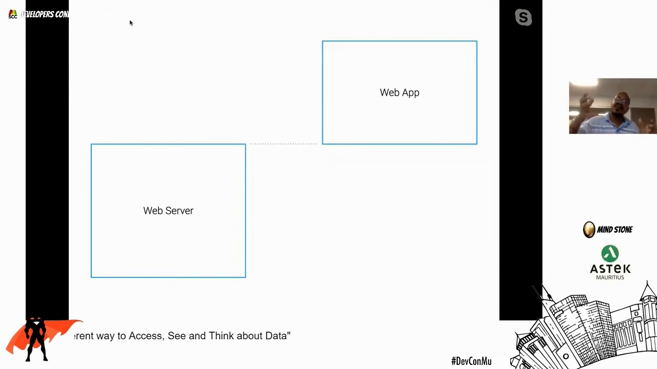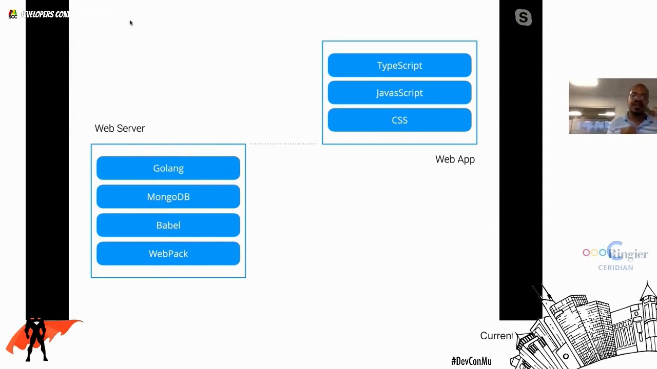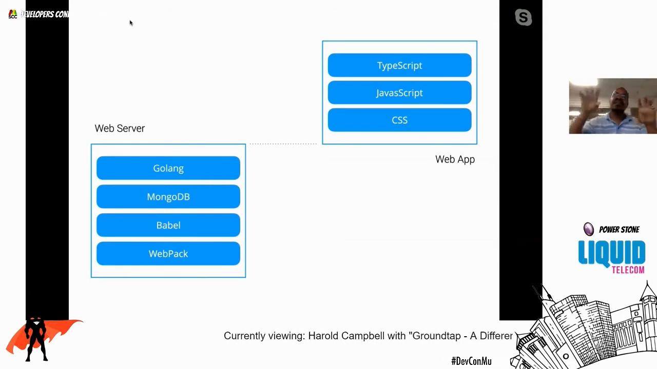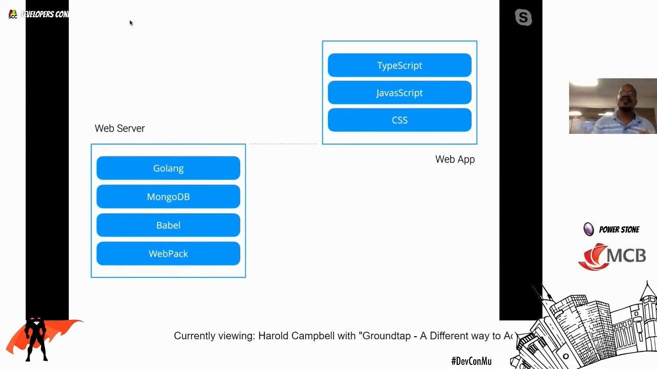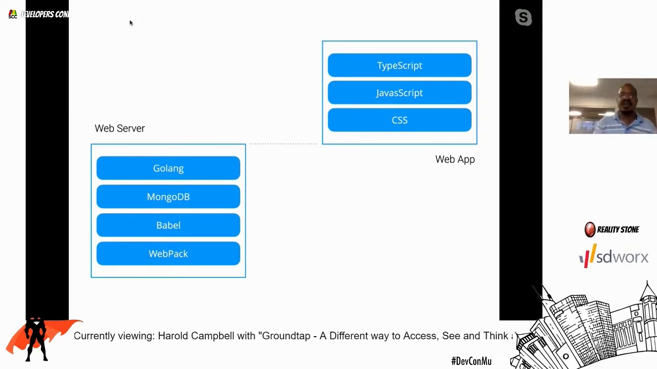Based on that, I have a simple web app and a simple web server. On the web app, I have TypeScript, JavaScript, CSS. On the server, I have Golang, MongoDB, Babel, Webpack. I don't want to spend time trying to figure out how this library works, or how this framework works, or whatever. So the simpler my stack, the easier it is for me to use, which is the be lazy principle. The fewer things I have to think about, the easier my life is.